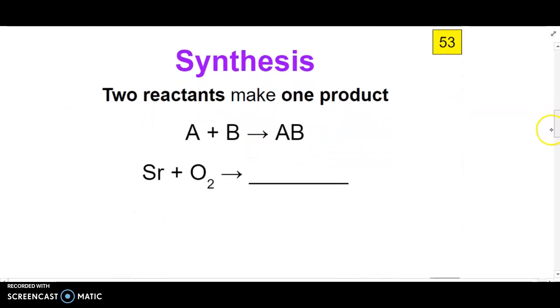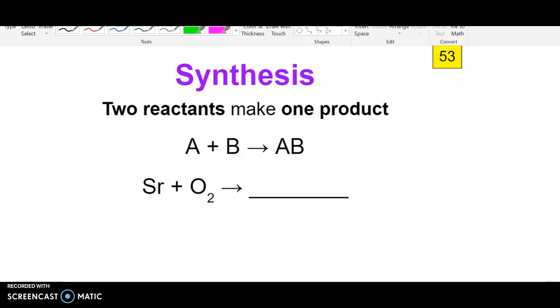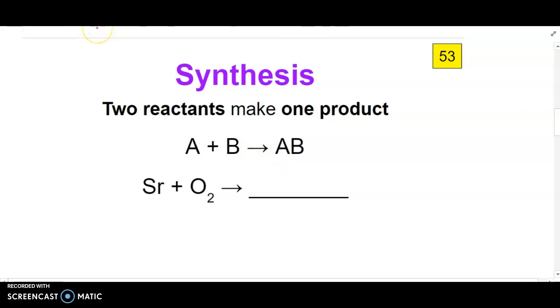So the first of the types is called synthesis. When we talked about synthesis, we said that A plus B gave us a product of AB. I'm going to show you how it works for each one. So A plus B yields AB.